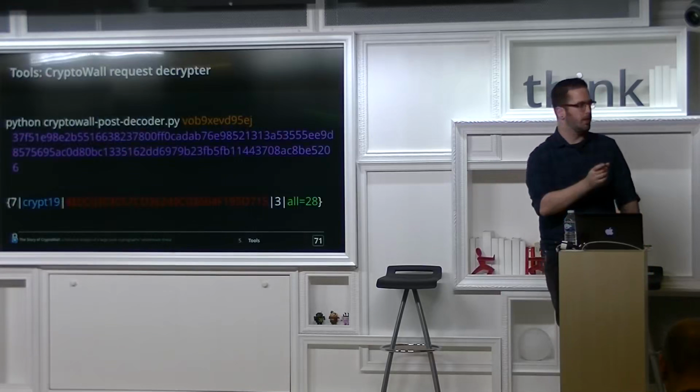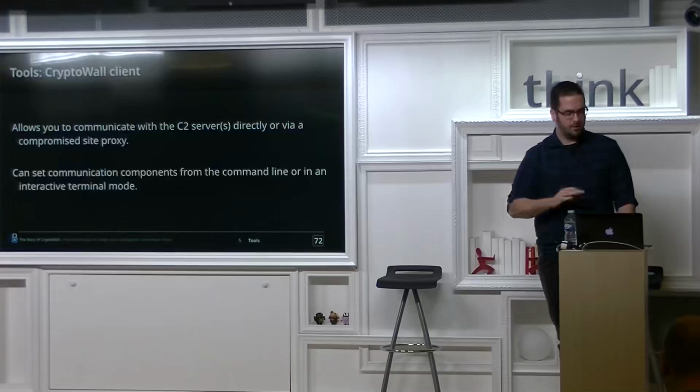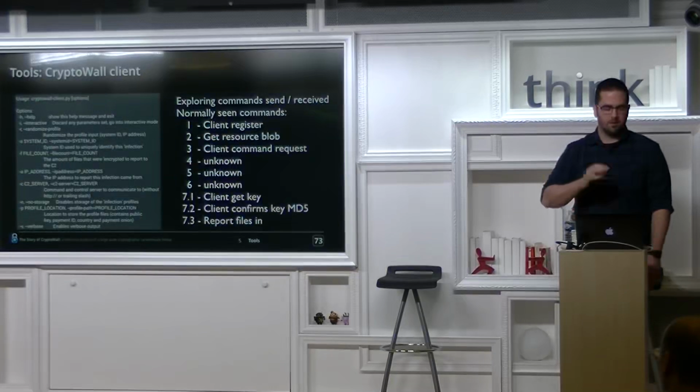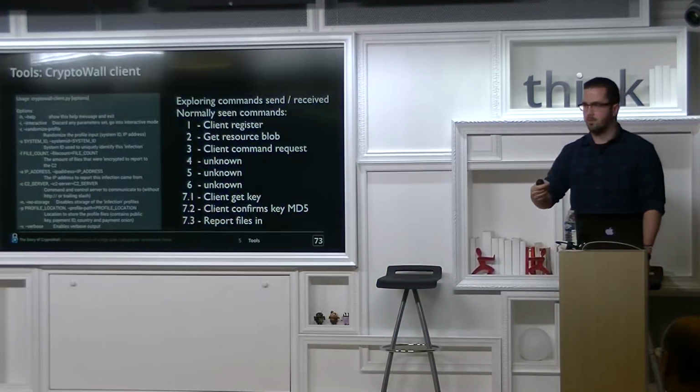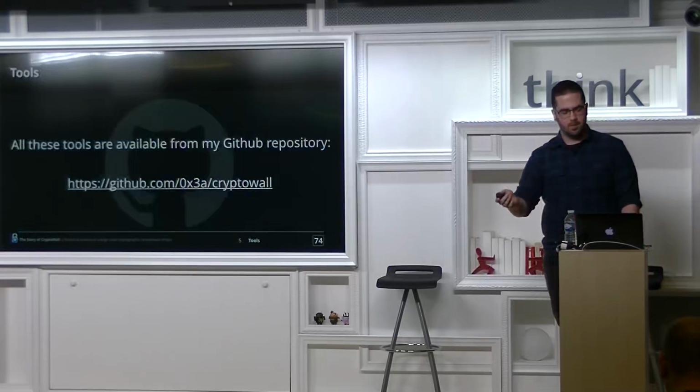So you give the post location key and the parameter key, and it would decrypt the response. I made a client that allows you to communicate with the proxies or the backend servers. It's all in Python. You can use it interactively, and I just used it to explore these command IDs. It's currently broken because of 4.0. I'll fix it later. It's on GitHub. I'll publish it tonight or something.